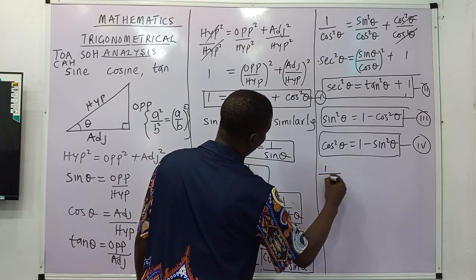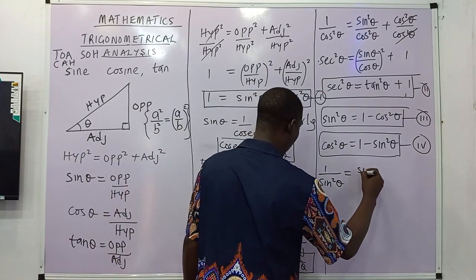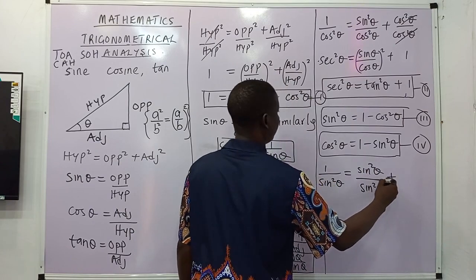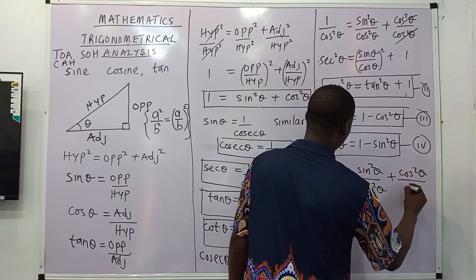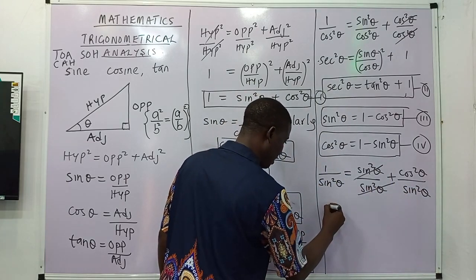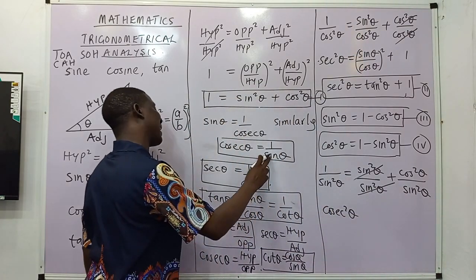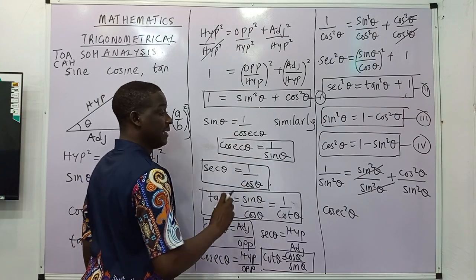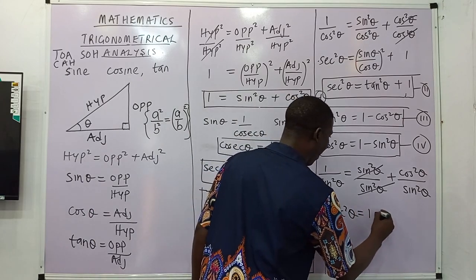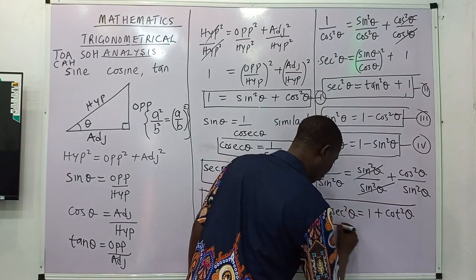Now, let's divide equation 1 by sine square theta. So what do you have? 1 over sine square theta equals sine square theta over sine square theta plus cos square theta over sine square theta. This one will cancel this one. Now what do you have? 1 over sine theta is cosec theta, then 1 over sine square theta is cosec square theta, which will now give us 1 plus cot square theta. This is another equation.